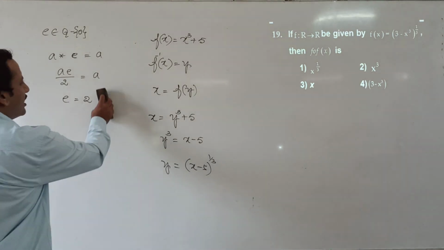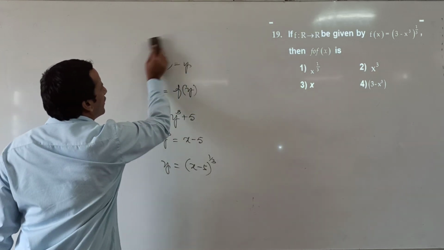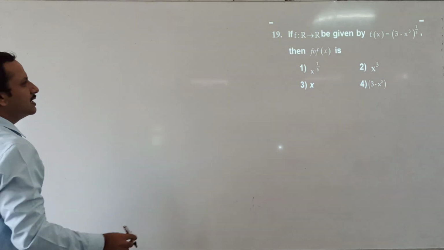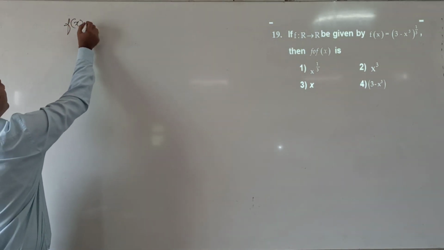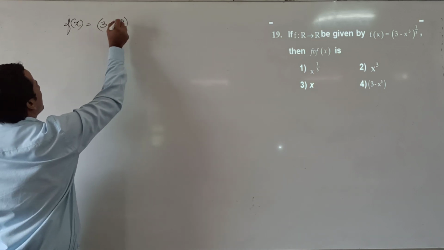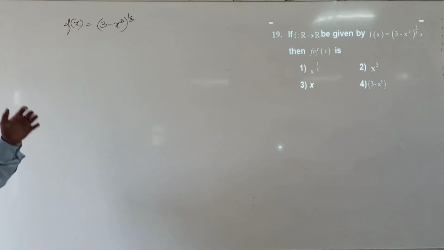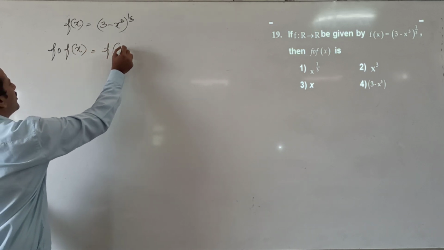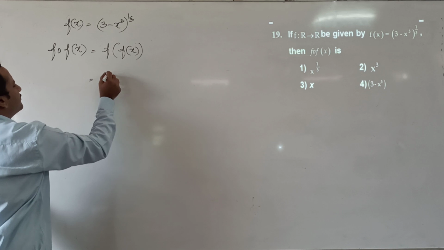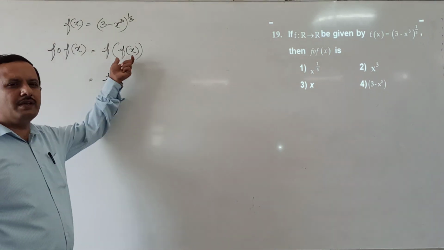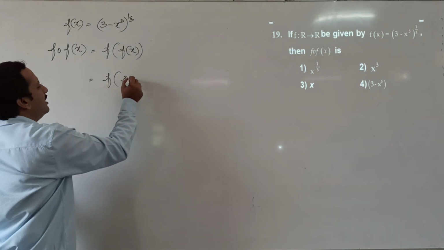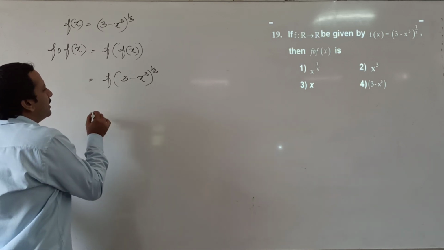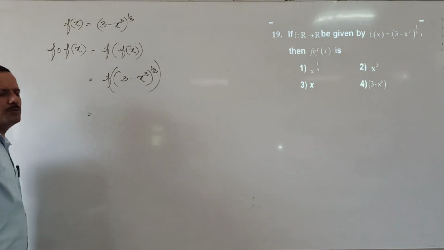19th question. If f from R to R is given by f of x is equal to 3 minus x cube to the power 1 by 3, then f circle f of x is. f of x is equal to 3 minus x cube to the power 1 by 3. We are asked to find f circle f of x. That's equal to f of f of x. f of x I will substitute here: 3 minus x cube to the power 1 by 3.